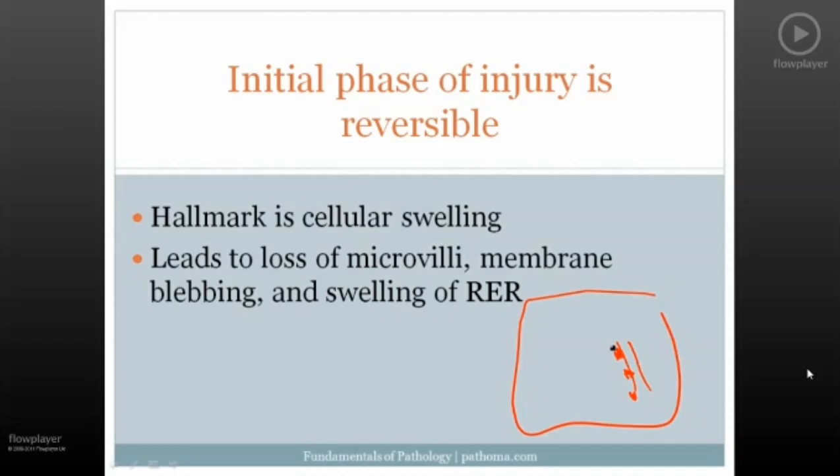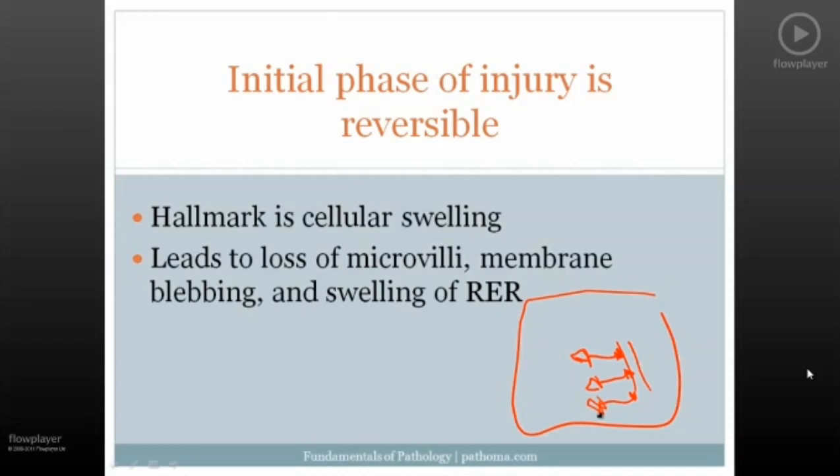Now, let's go back and just remind ourselves. The ribosomes that are attached to the endoplasmic reticulum, are those attached covalently, or is it a loose association? It's a loose association. And because it's a loose association, one of the consequences of swelling of the rough endoplasmic reticulum is that these ribosomes will actually pop off. And when these ribosomes pop off, protein can no longer be synthesized properly, and therefore another sign of reversible injury is decrease in protein synthesis.